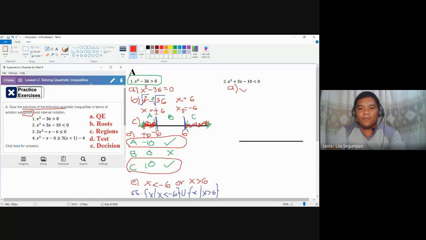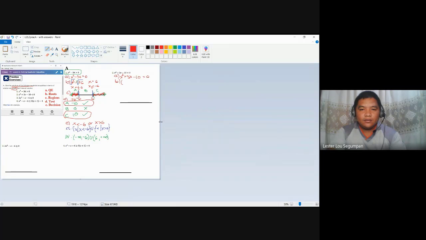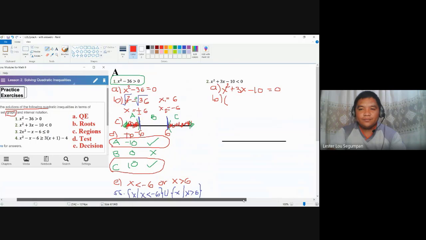So for number 2, you have x squared plus 3x minus 10 equal to 0. This is its equivalent quadratic equation. Next is to solve for the roots. Here, we cannot use square roots, but we can use factoring. Let me extend this area here for a while. I am preparing in advance, I might need those spaces.